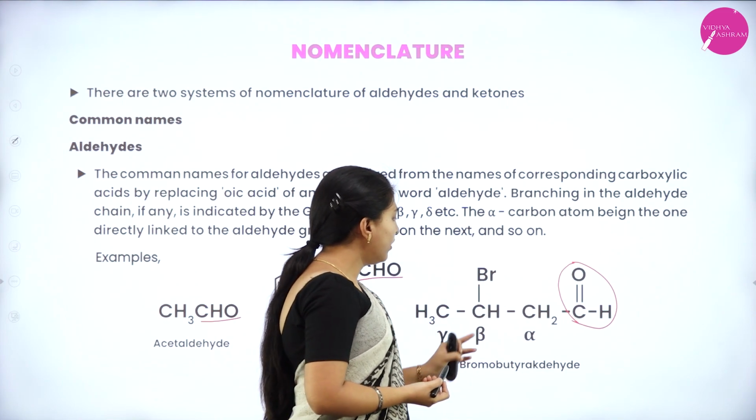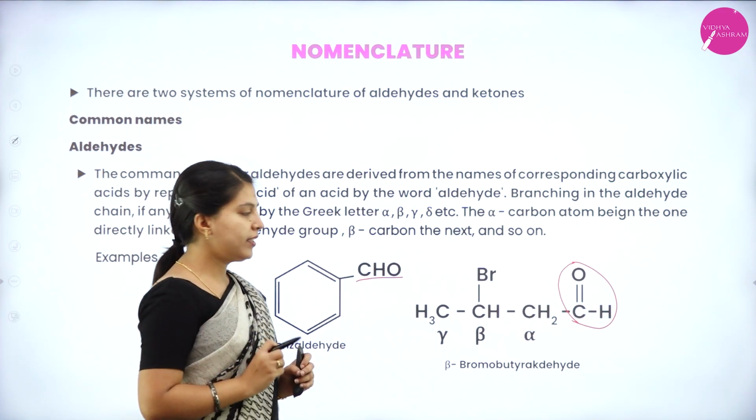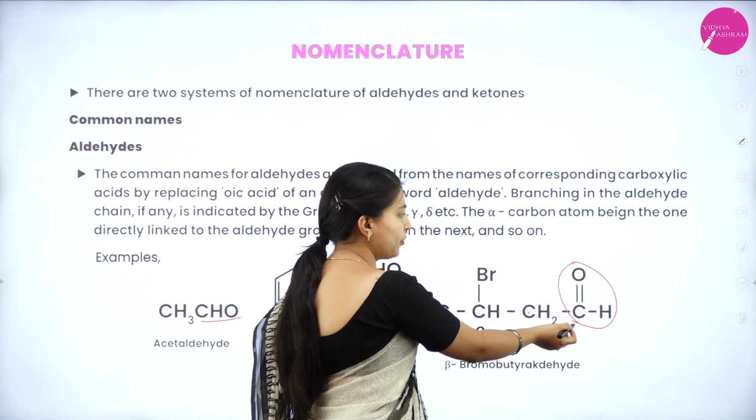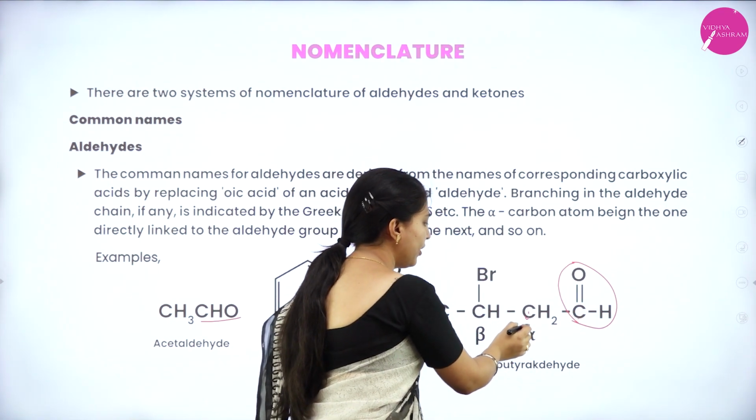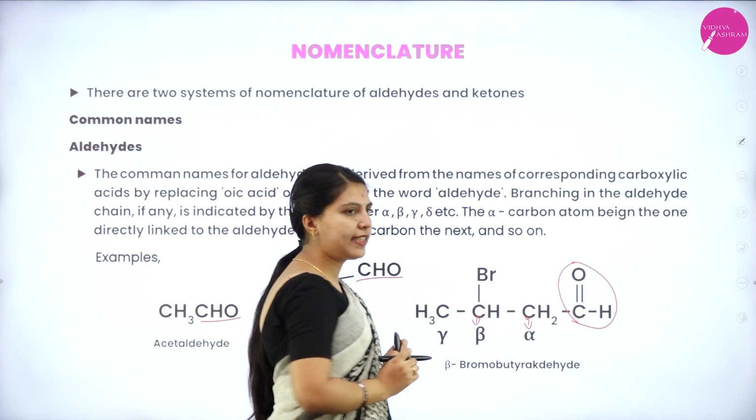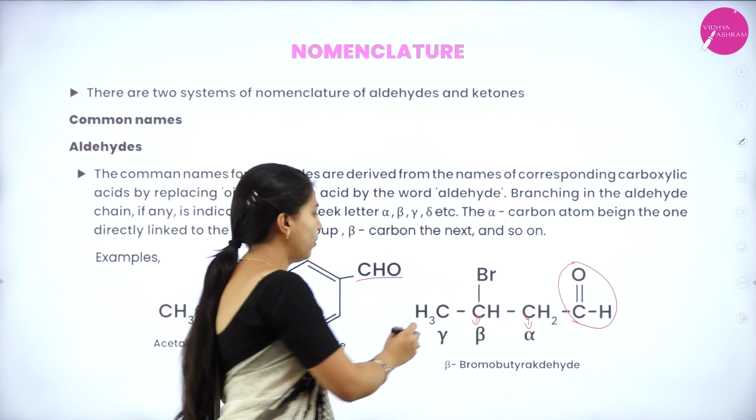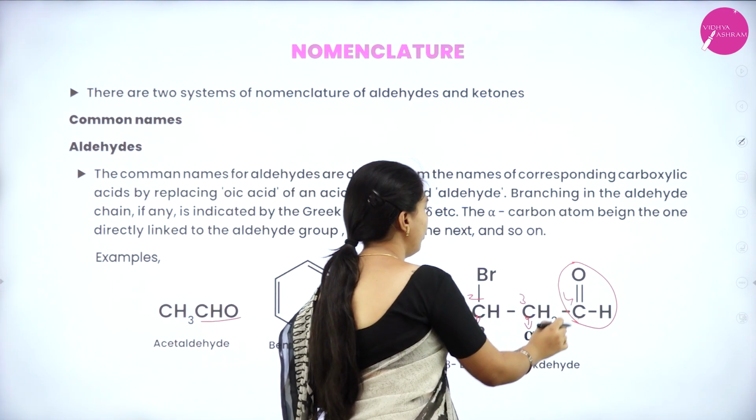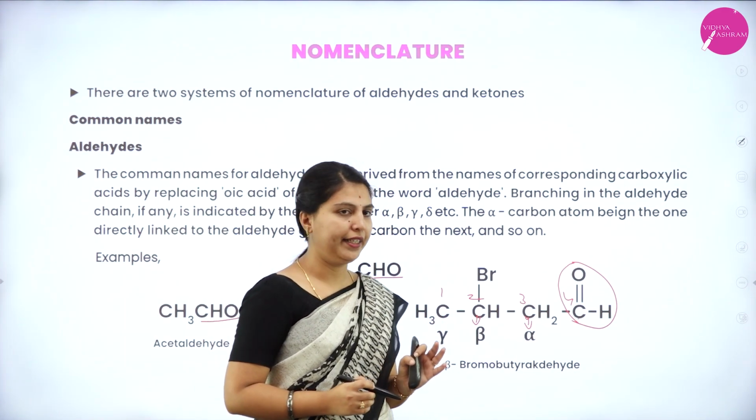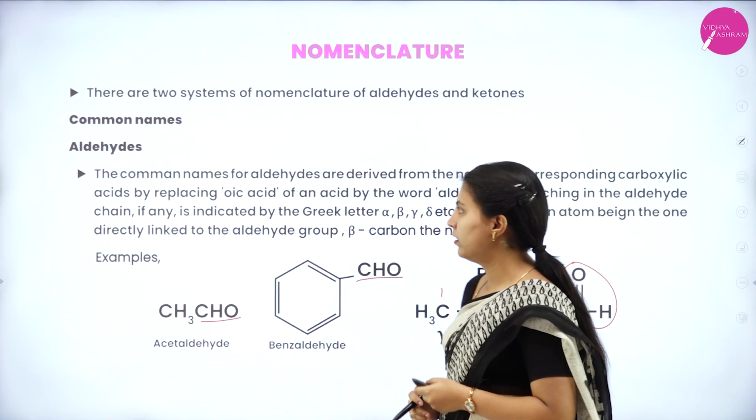Here, bromine is added at the beta carbon. For bromine, bromo is the prefix. This is the carbon directly attached to the carbonyl group, so it is recognized as alpha and this one as beta. For beta, bromine is added. So beta-bromo butyl, because 4 carbon atoms are there: 1, 2, 3 and 4. So butyl aldehyde: beta-bromo butyl aldehyde. These are the common names.